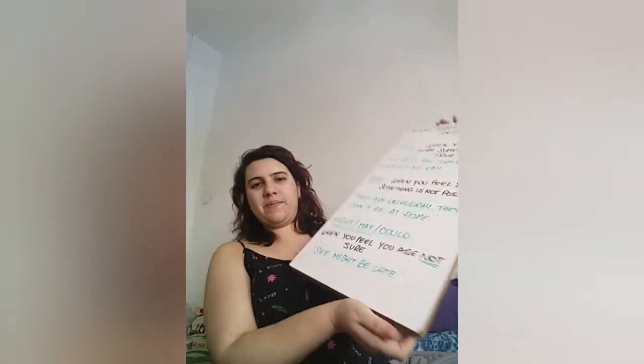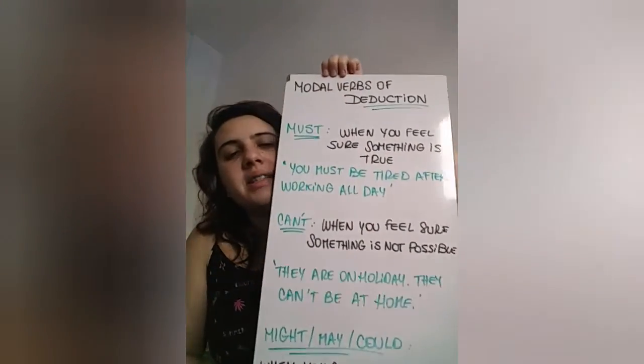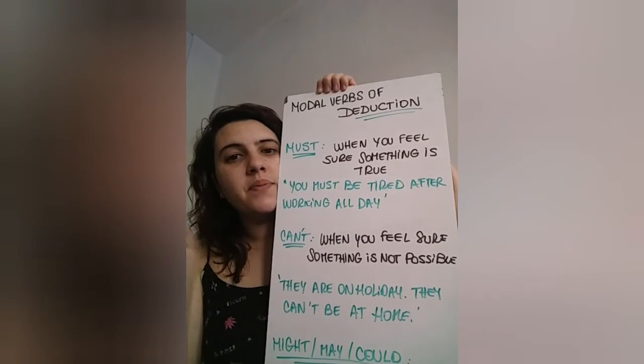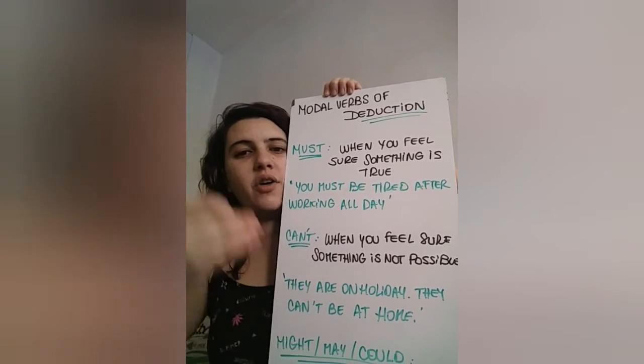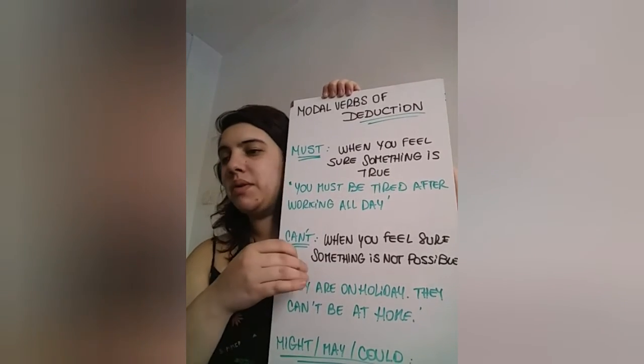Okay, so now that we have revised all the modal verbs that we can use, we are going to start working and learning about modal verbs of deduction, okay, in the present. Vamos a empezar a aprender sobre los verbos de modo, ¿sí? Para deducir cosas. ¿De qué se trata esto? Let's see. So, for example, we're going to use must when you feel sure something is true. Cuando estás seguro de que algo es verdad, vamos a utilizar el must.